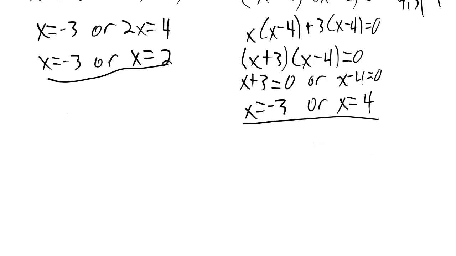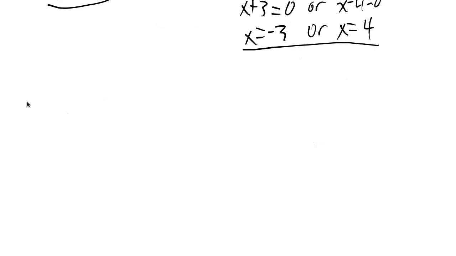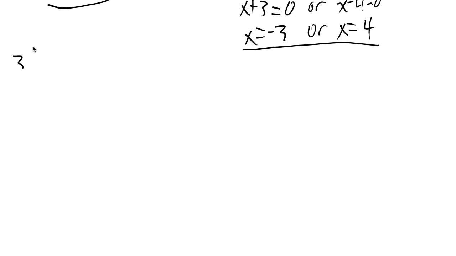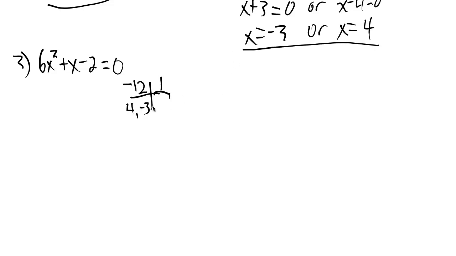Problem 3. So for problem 3, we had 6x squared plus x minus 2 is equal to 0. We're looking for factors of negative 12 that add up to be positive 1. Looking back at the previous problem, that's just going to be flipped, so we're going to have 4 and negative 3 is equal to 1. Now we do this, we get 6x squared plus 4x minus 3x minus 2 is equal to 0.